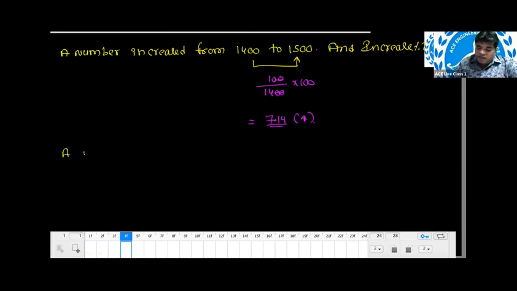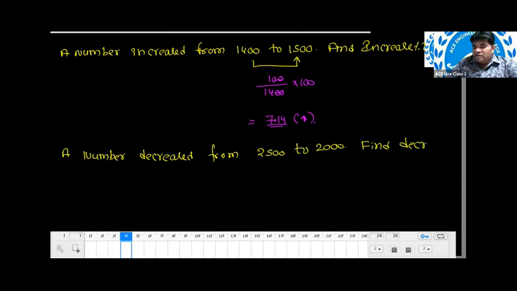Suppose a number decreased from 2500 to 2000. Find the decrease percentage. So how much did it decrease? 500. Compare with 2500, into 100. Cancel the zeros, then the answer is 20.